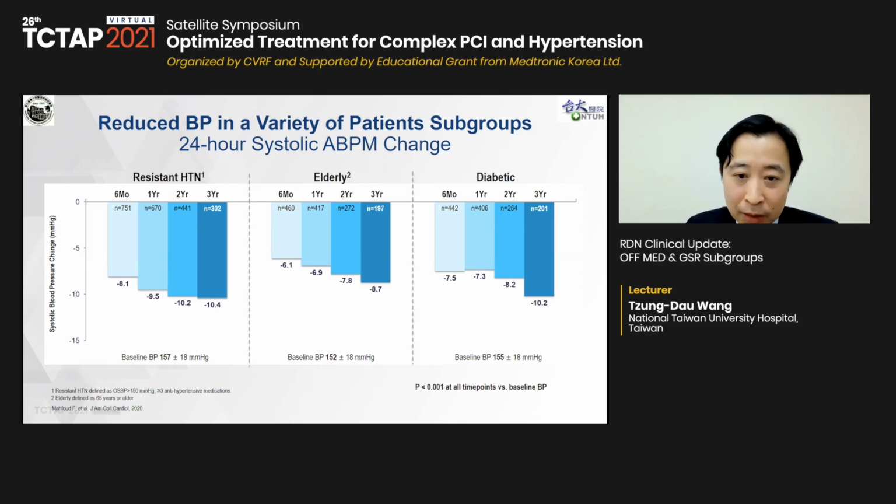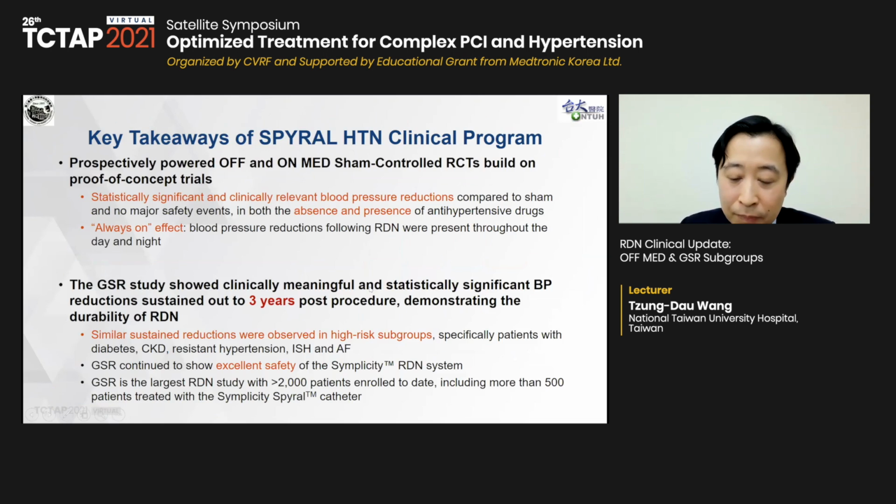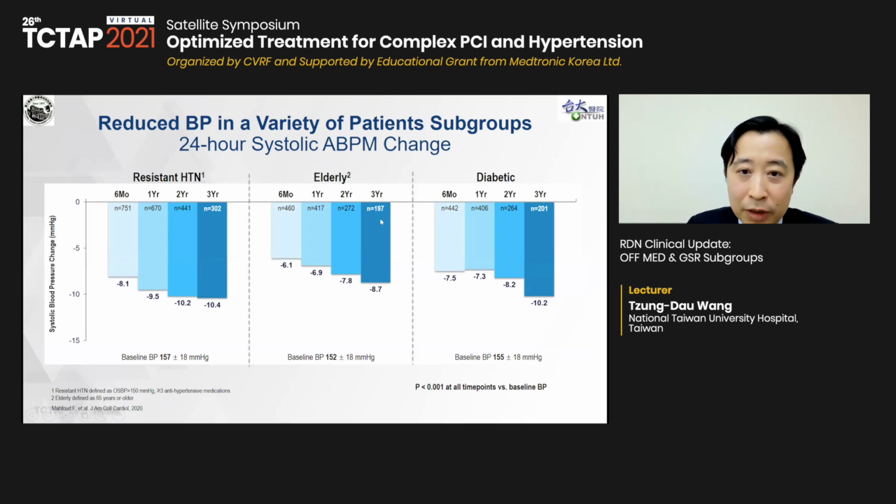As shown here, for elderly patients, renal denervation can also achieve sustained and significant reduction. And I have to emphasize here that it's for the ambulatory blood pressure data. It's not for office. So you can see the 10, 8.7, and 10 in diabetic. And also in other conditions like atrial fibrillation or chronic kidney disease, it achieves similar reduction.